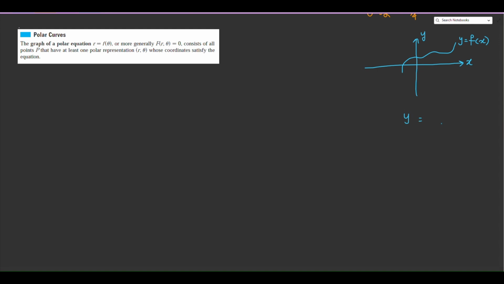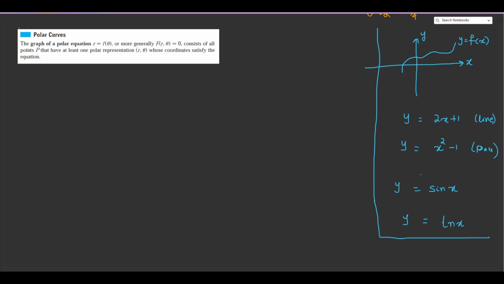For example, you can consider y equals 2x plus 1. What is this? This is an equation of a line. Y equals x squared minus 1. What is this? This is a parabola in the xy plane. Y equals sine of x. Y equals ln of x. These are the curves or the equations given in the xy coordinates.